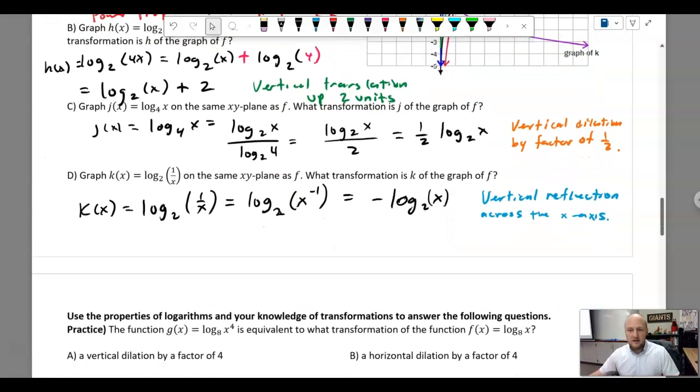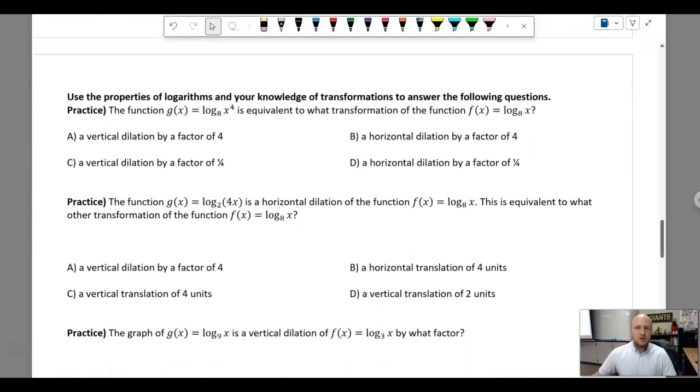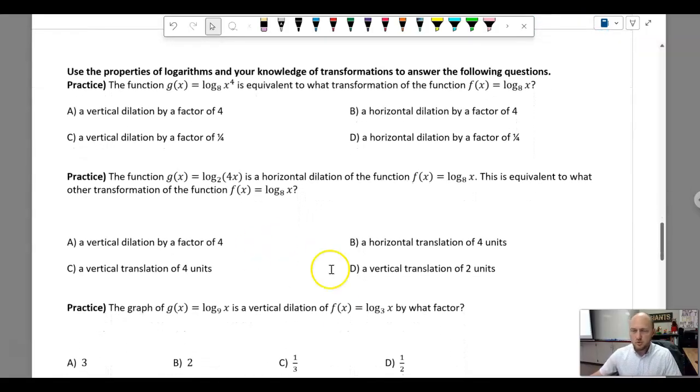Whew! Okay, so now that we've done that, let's go ahead and look at some multiple choice questions, which is where these types of questions will appear on the AP Precalculus exam. Go ahead, let's look at these, pause me, and then I'll talk through the solution. Okay, so here's our first one. The function g of x equals log base 8 of x to the power 4 is equivalent to what transformation of f of x equals log base 8 of x? Pause me, and I'll show you the answer in a second.